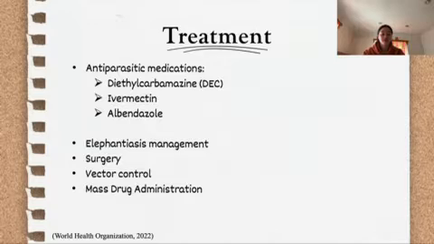Lastly, the treatment. So Brugia malayi can be treated with antiparasitic medications such as DEC or diethylcarbamazine. They're highly effective against both the adult worms and microfilariae. Also ivermectin, which primarily targets the microfilariae by increasing their paralysis and death.